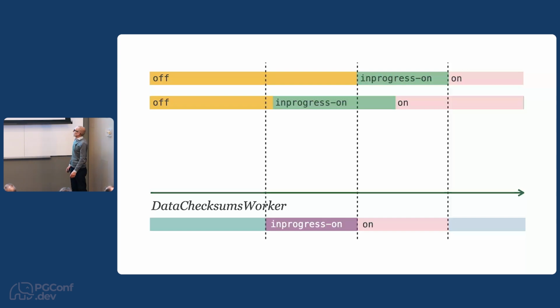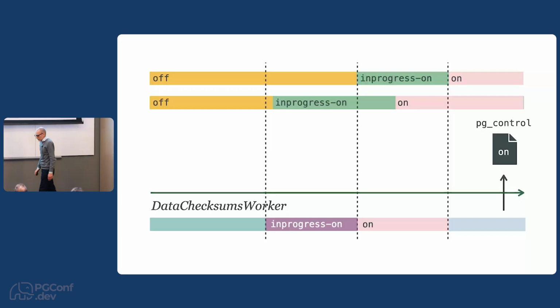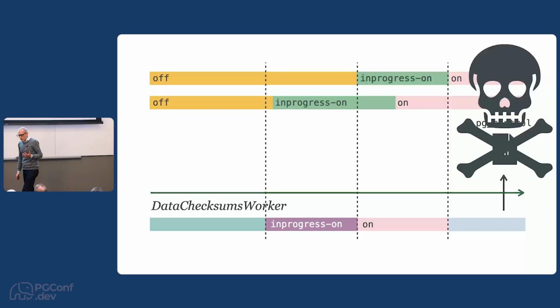Let's say we have this situation here. We were moving from off to in progress on to on. Everything is fine. At the end of it, we're going to rewrite PG control and update the state to say, yep, checksums are now on. Great, everything works, except then Postgres crashes. Fine, Postgres can handle a crash, no worries.